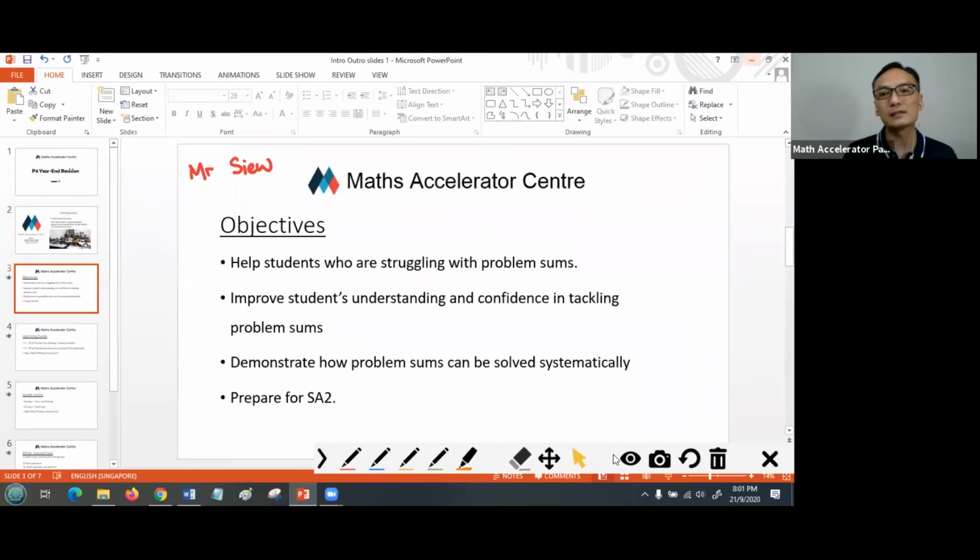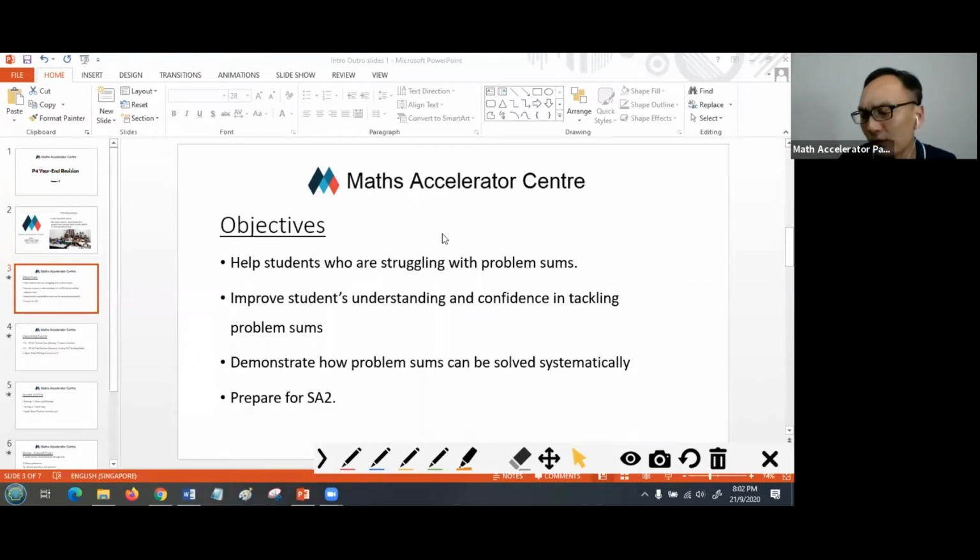The objective of us starting this revision session is we know a lot of students are struggling with problem sums, especially some of them cannot understand keywords. They don't know which are the keywords that they need to focus on, while others do not know how to draw the correct models to help them solve the question. So we want to help students prepare for their SA2, and help them to gain a better understanding on how to solve problem sums.